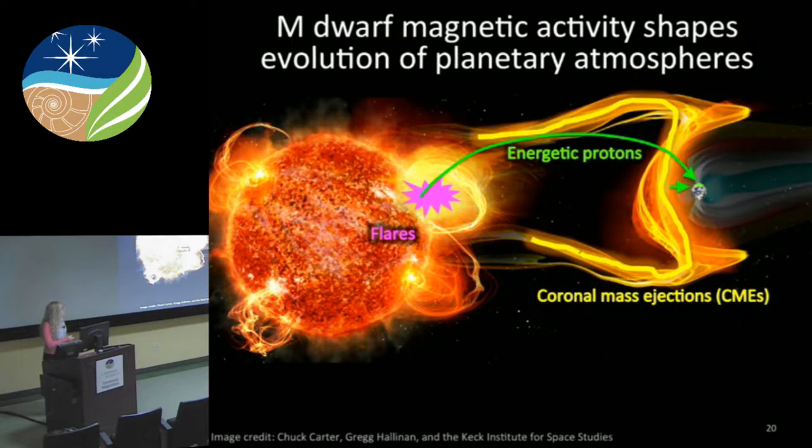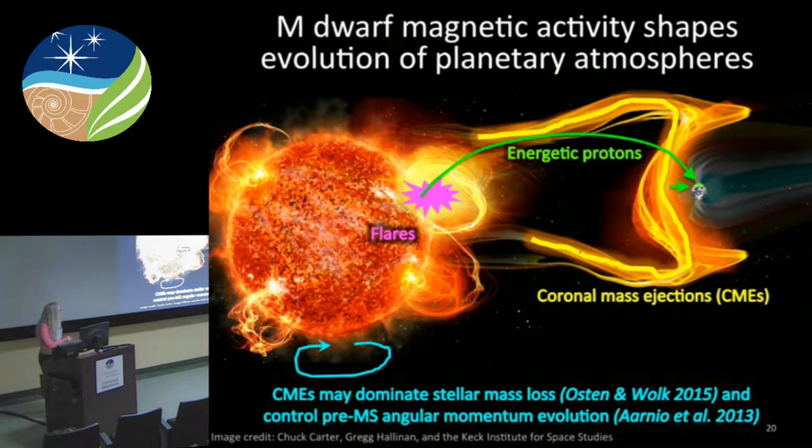So there are three things I discussed here: flares, increases of light from the star; coronal mass ejections, eruptions of magnetized plasma, which tend to be associated with flares; and energetic protons, which originate at the shock front of coronal mass ejections and at the flare site. Another thing to note is that in addition to impacts on the planet, CMEs may also dominate stellar mass loss and or angular momentum evolution, especially for young M dwarfs, not for the Sun.